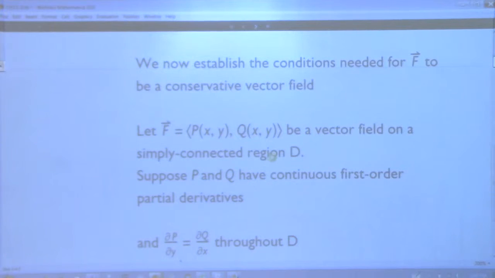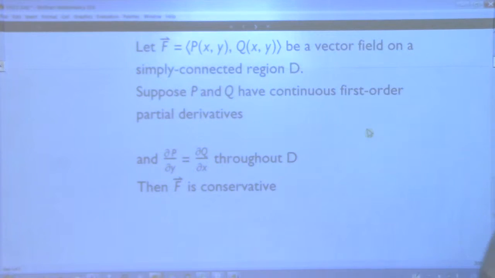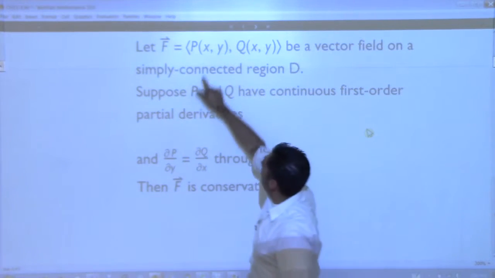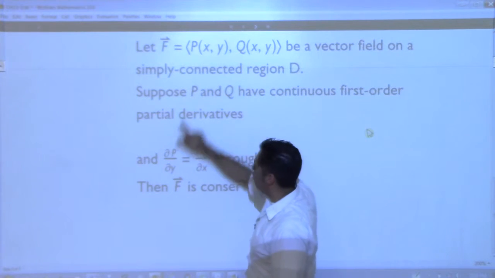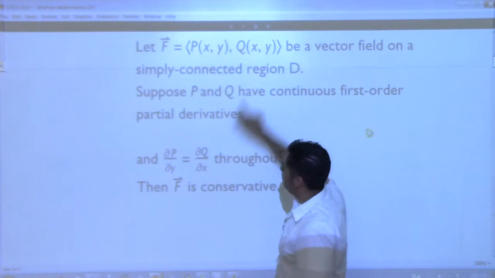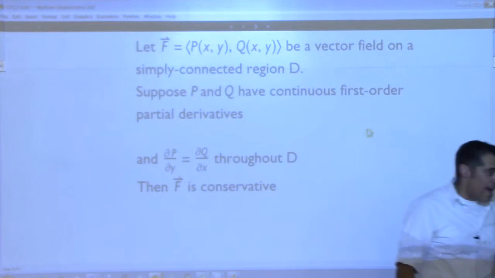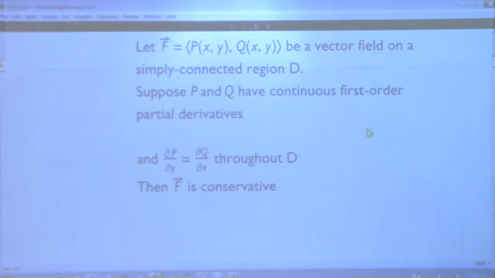that it's conservative. Right there. If the partial of p, that means the partial of the first component with respect to y, is equal to the partial of q with respect to x, then you have a conservative vector field. I'll try and get to a proof of that as we move through this. I think for now, let's just take it and go with it. But I would box that.